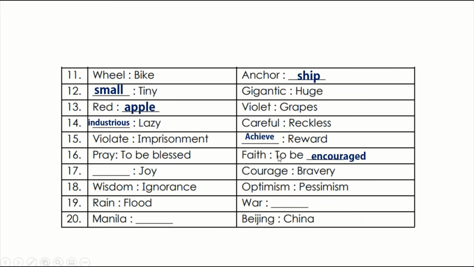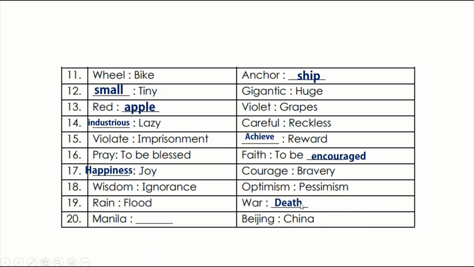Faith is to encouraged. If you pray, you feel blessed. If you have faith, you feel encouraged of what you are to do. Happiness is to joy. 18, we don't have a blank for number 18.